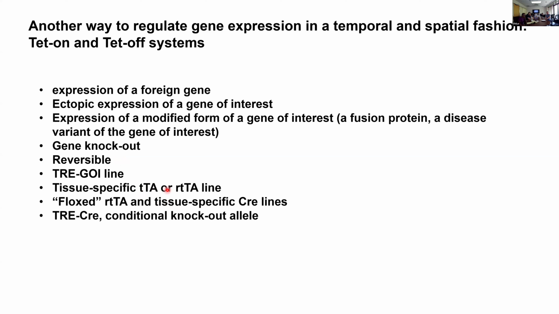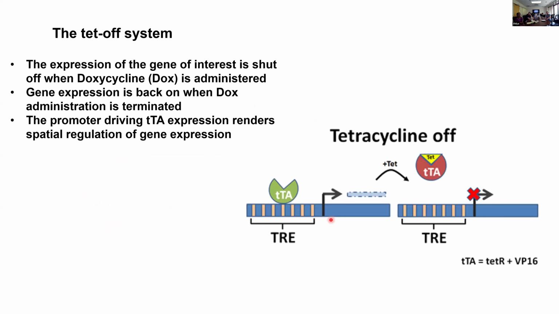The elements we're going to use: we need tissue-specific tTA and rtTA lines. In some schemes, we use floxed rtTA and tissue-specific Cre lines, just like we talked about for conditional knockouts. And then we can also have TRE-Cre and conditional knockout. So let's see all those kinds of scenarios.